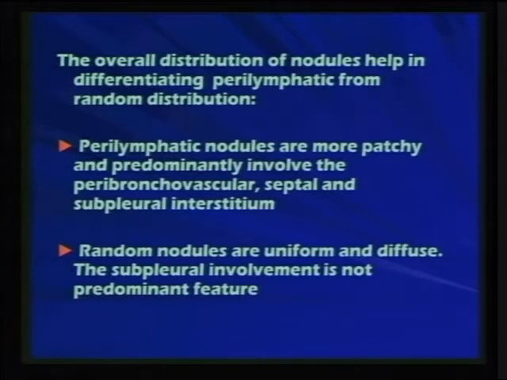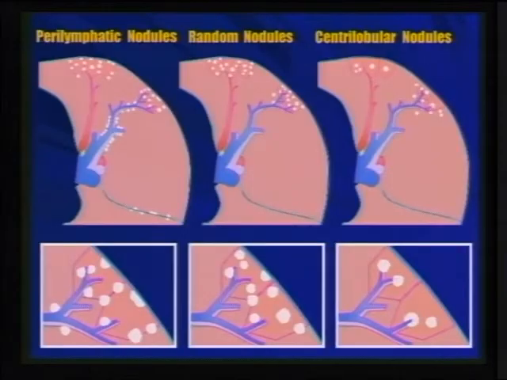I'm not sure sarcoidosis is very common here, but the other diseases that follow this perilymphatic distribution are lymphoma, Kaposi sarcoma, and some other entities. But sarcoidosis typically is the one that has this perilymphatic distribution. So you have the perilymphatic nodules. Knowing where the lymphatics live, they live mainly in the periphery, but also along the axial interstitium. Then you have the concentration and distribution of those nodules in those areas.